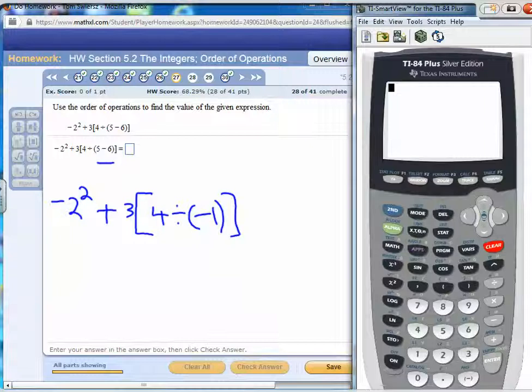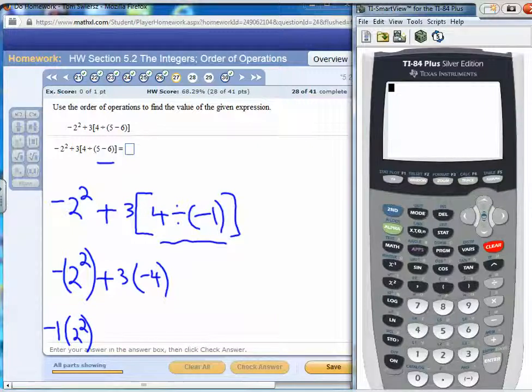Now inside this parentheses, we're going to do the division. So we copy down opposite of 2 squared plus 3. 4 divided by a negative 1 is a negative 4. Now remember, this is 2 squared and then the opposite of it. So it's like negative 1 times 2 squared. So 2 squared is 2 times 2 is 4, times the negative 1 is negative 4. The opposite means you're multiplying, the base is 2 and then you're taking a negative. So it's a negative 4.